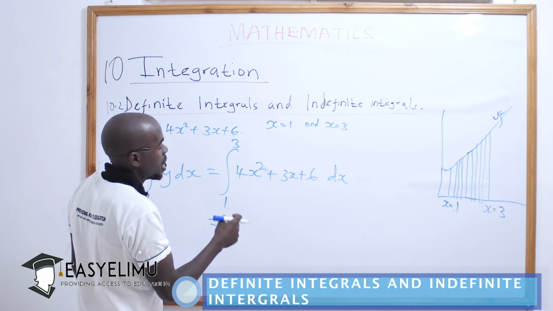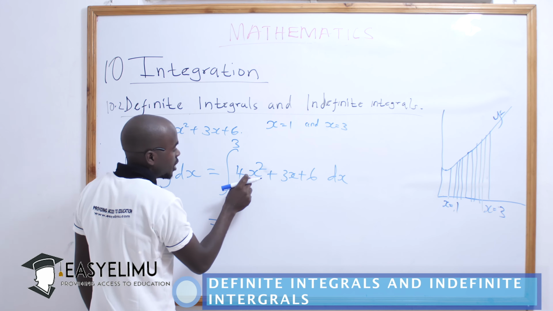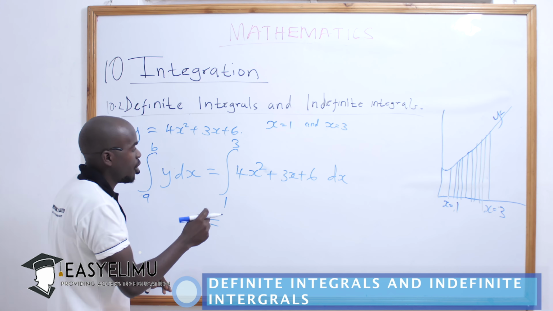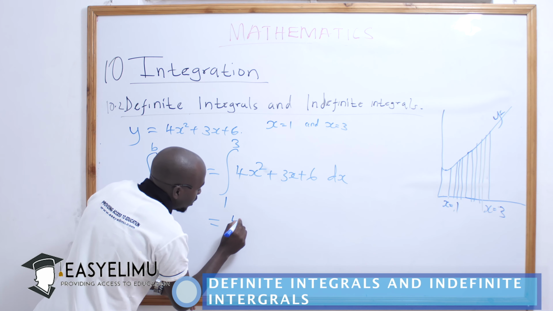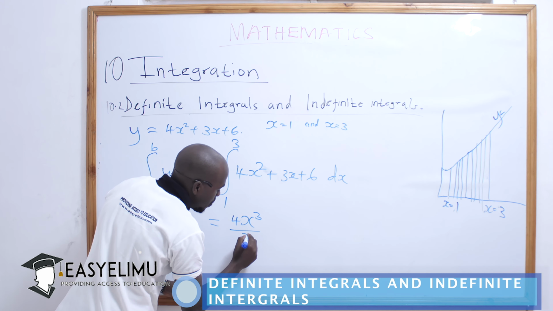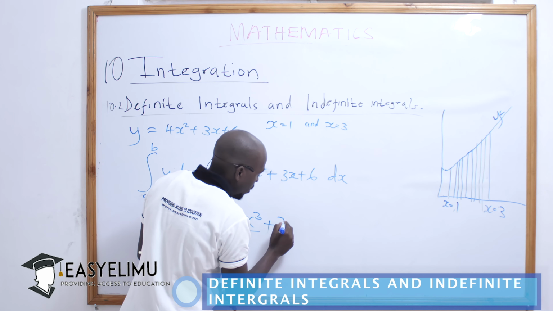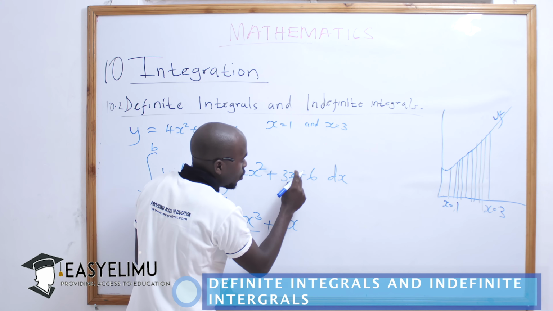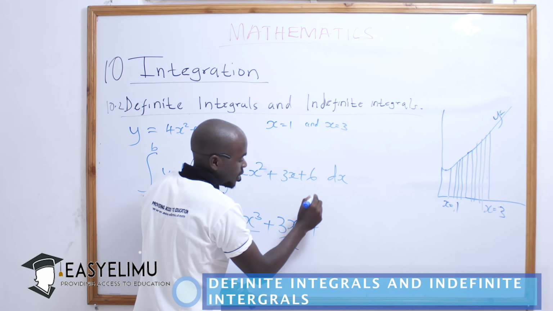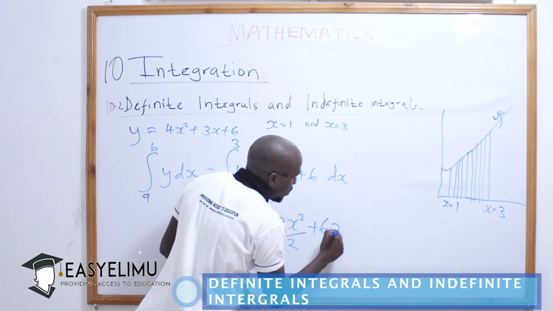If we integrate, we add 1 to the power and we divide by the new power. So for the first term, on integration, you will find 4x, 2 plus 1 gives 3, and then you divide by the same power, 3. Plus 3x, but 1 plus 1 gives 2, and you divide by the same power, 2. Then you add 6, but it has x raised to 0, so if you add 1, it becomes x.